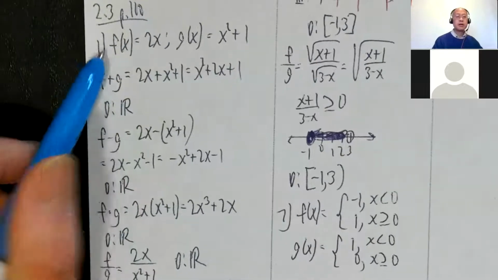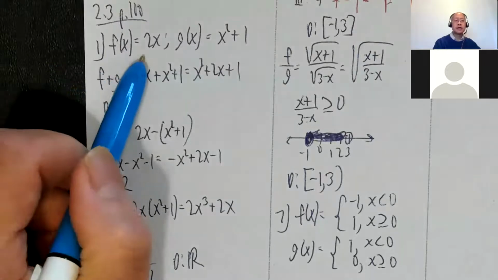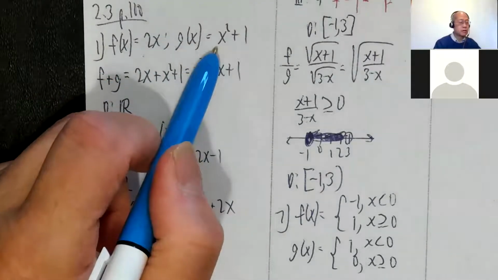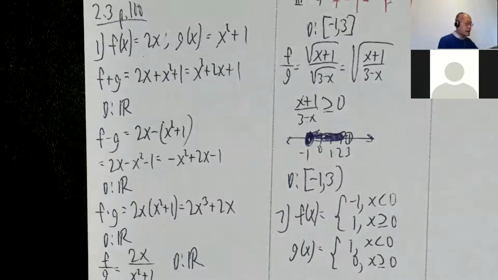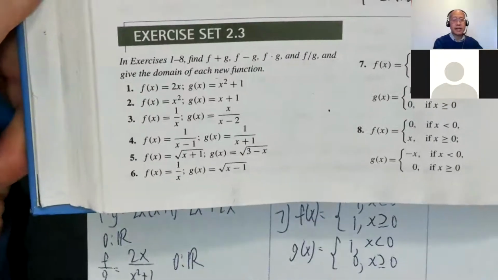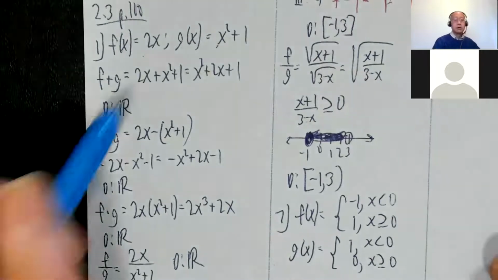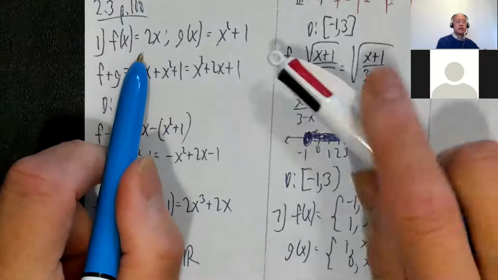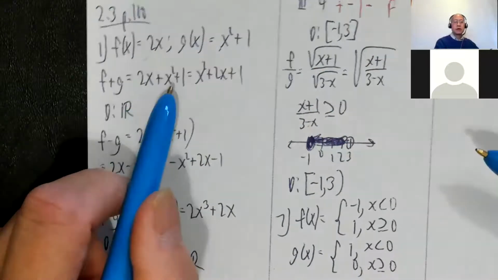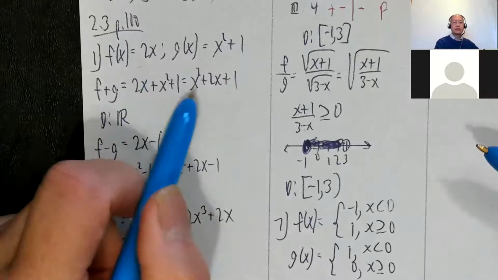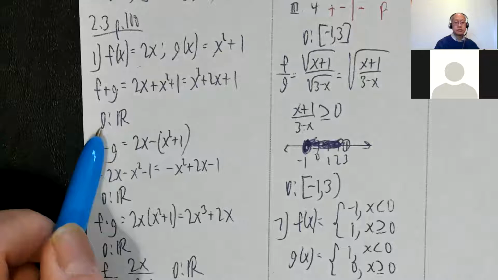Okay, so 2.3. F of x is 2x, g of x is x squared plus 1. So they're asking you to add, subtract, multiply, and divide. It's really not that big a deal. So f plus g, just add them up. 2x plus x squared plus 1, or you can rewrite it, x squared plus 2x plus 1. Domain is all reals.